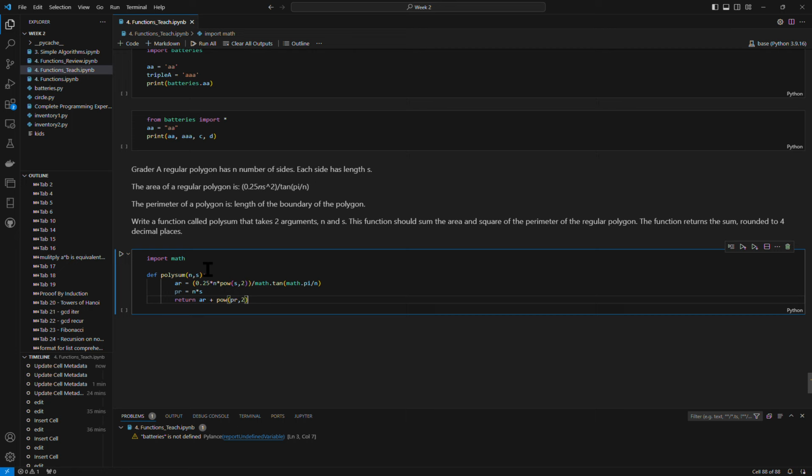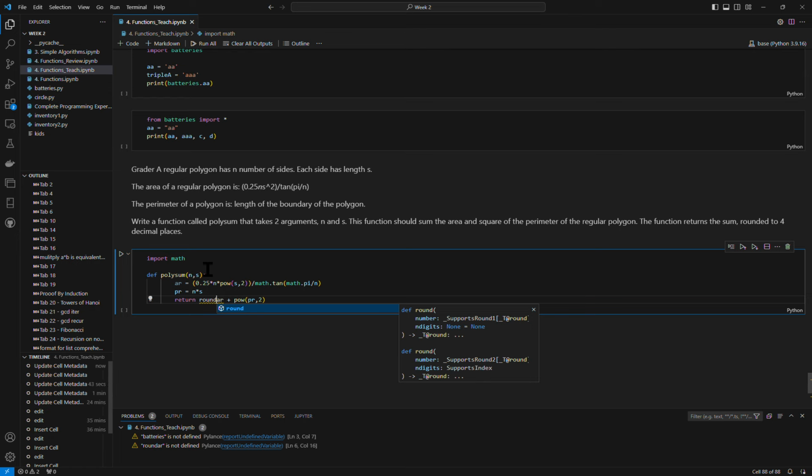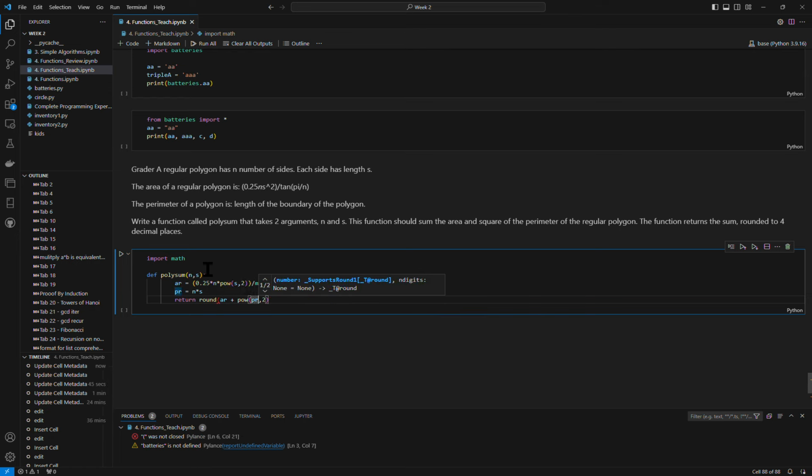And the next thing we need to do is round it to four decimal places. How do we complete this? Can you tell me? We can complete this by writing a comma and 4 here, and it should give us the required answer.